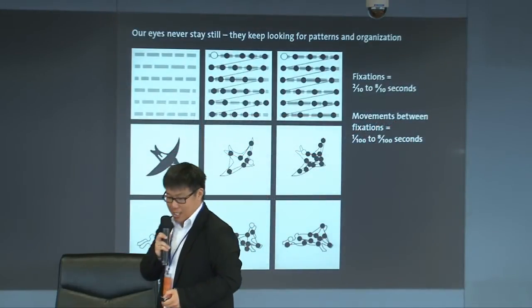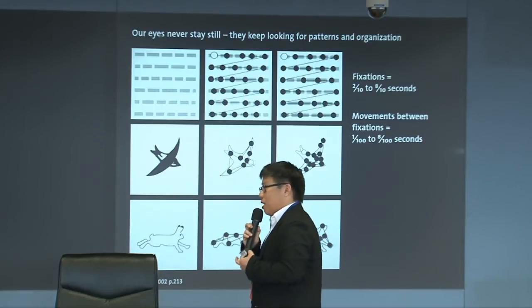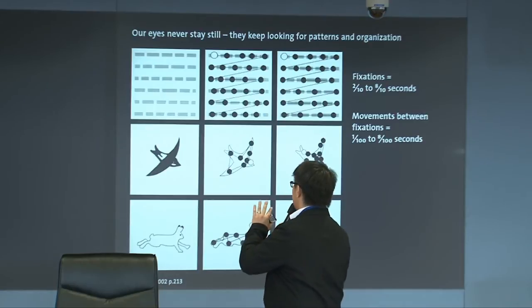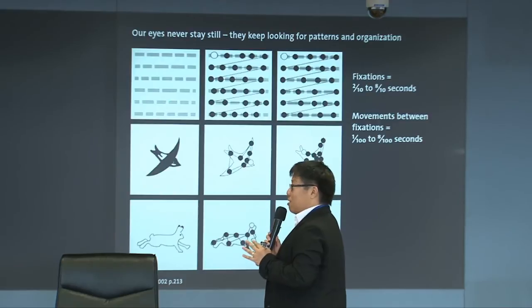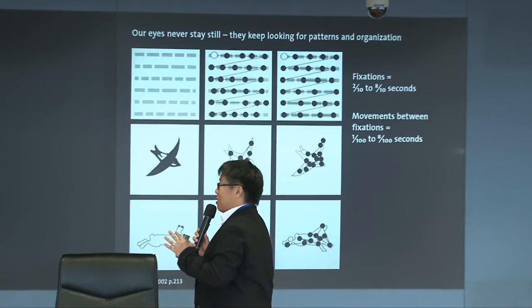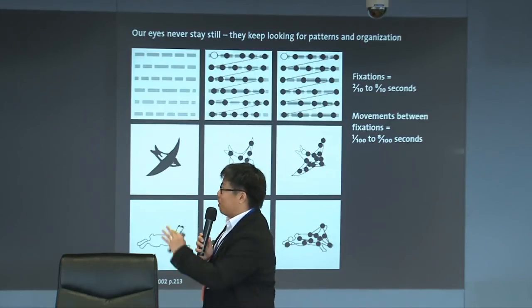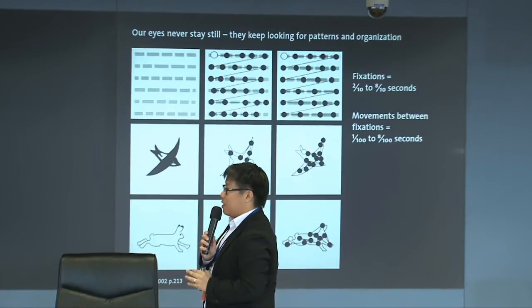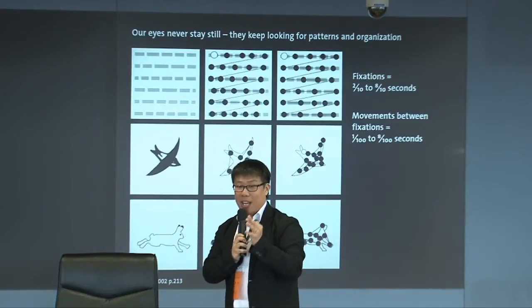We don't know. So if you're familiar with eye tracking research, as designers, as human beings, we look for patterns, we look for grouping, we look for meaning, basically, right? Relationships between things. Our eyes move around all the time, we fixate on things very, very briefly, 2/10, 8/10 of a second. Movements between fixations are even faster. So we look for things that catch our attention.